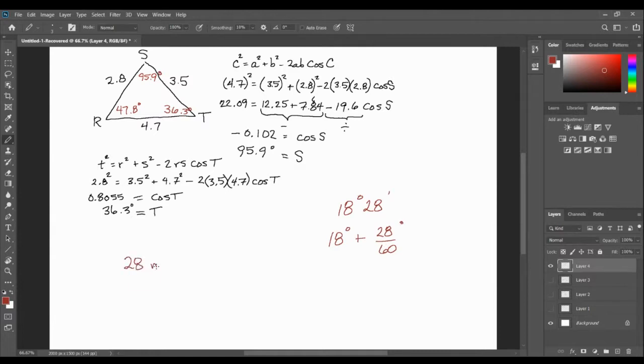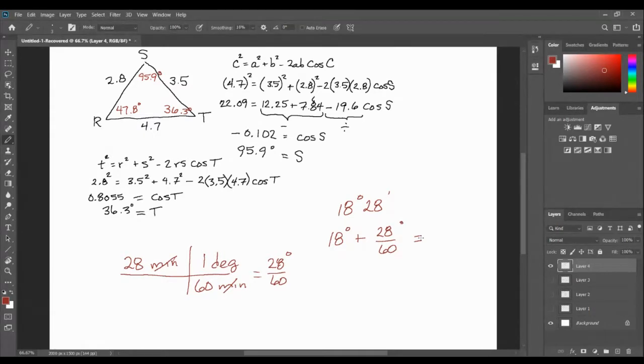We've got 28 minutes. I know there are 60 minutes in 1 degree. And so setting it up this way, the minutes cancel, and I multiply across the top, 28 times 1, divided by the numbers on the bottom. That's how I got that 28 over 60. And that's in degrees. And so now when I do this, I'm given decimal degrees.